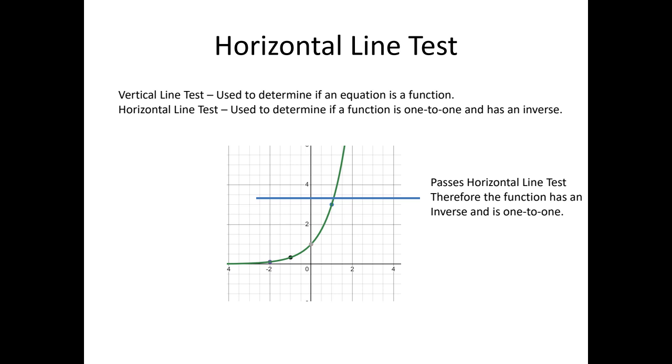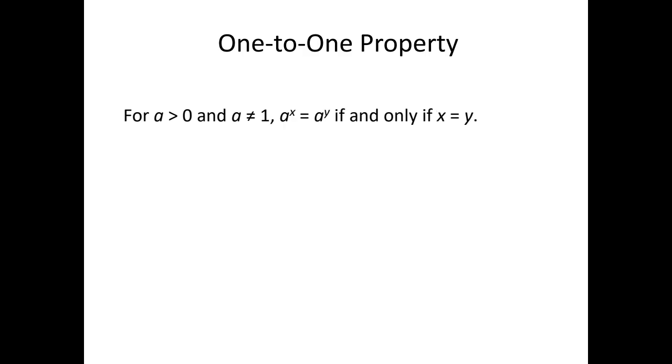Okay. So for our problem, it passes the horizontal line test. My imaginary horizontal line will only cross my graph once. Okay, so that means that my graph has an inverse. So the one-to-one property says that for two exponential functions to be equal to each other, they have to have the same base and they have to have the same exponent. Okay, this would make sense, right?